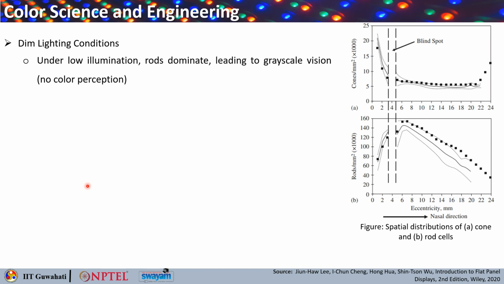Now, if you consider dim lighting conditions, that is, under low illumination, the rods dominate, and that is where you will be seeing a grayscale vision. That means you do not see any color perception when the illumination is very low. You can also think of this at night time: in a very low-lit room, you do not actually see any color, it is more like grayscale, right.